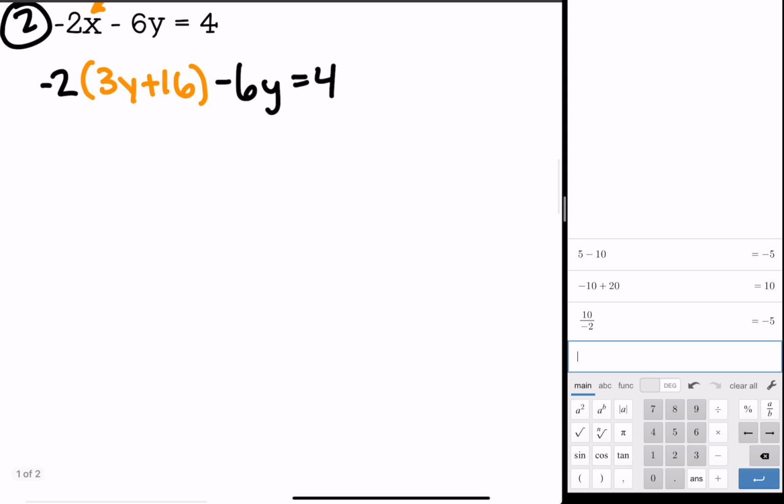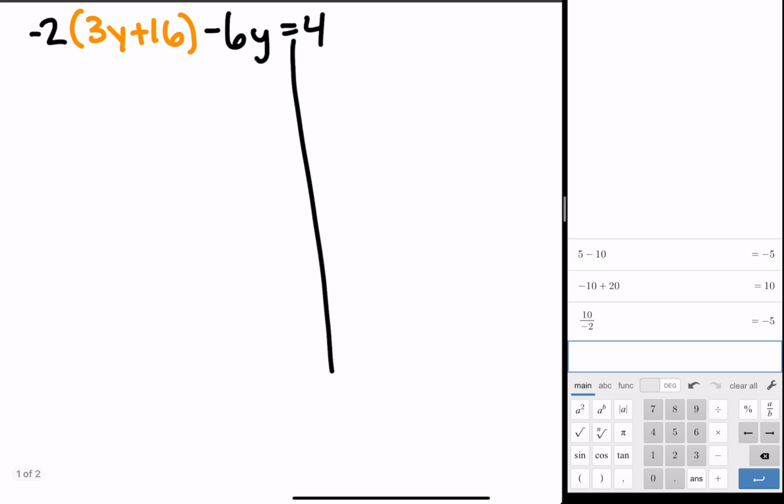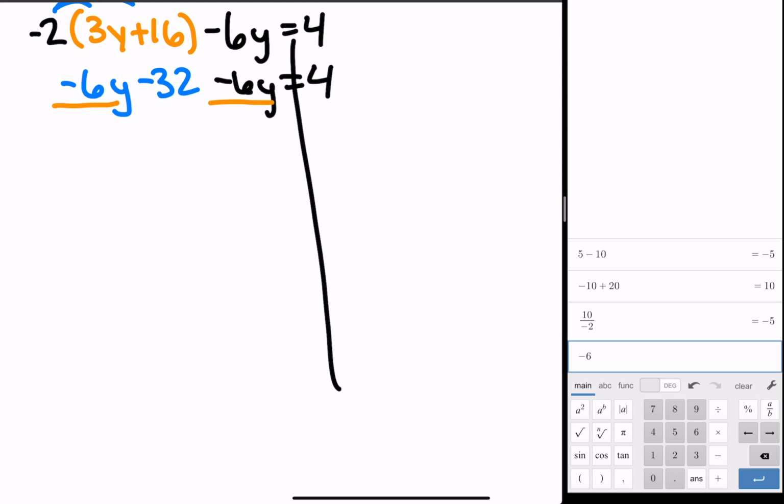All right, now we do our solving skills. So we have parentheses, distribute. This gives us a negative 6y minus 32 minus 6y equals 4. Combine like terms, negative 6y plus a negative 6y. So let's check. Negative 6 plus negative 6. Oh, look at that. That gives me a negative 12y. Nothing else changed, so bring everything else down. Add 32 on both sides.